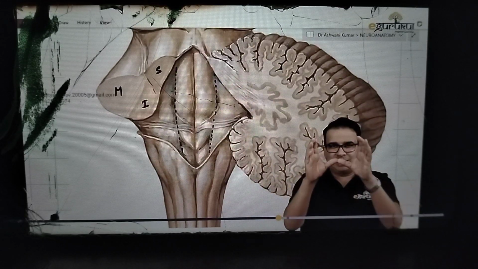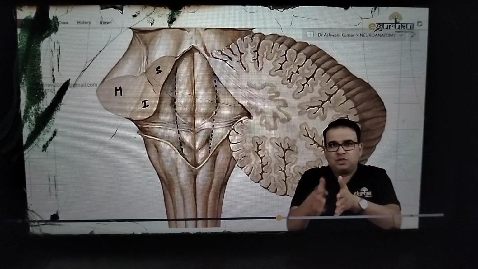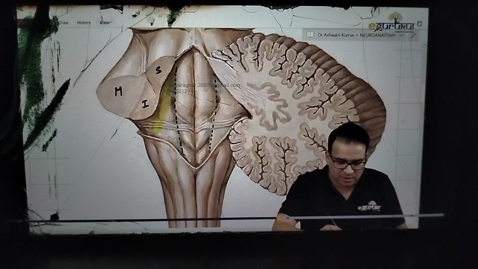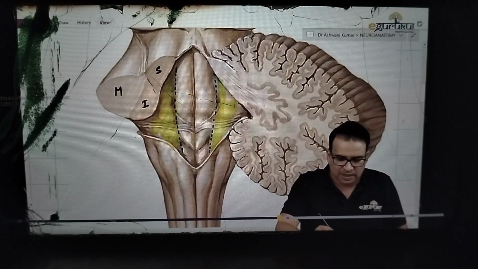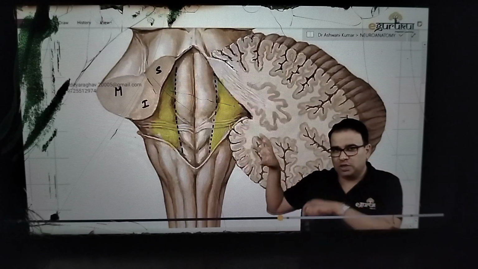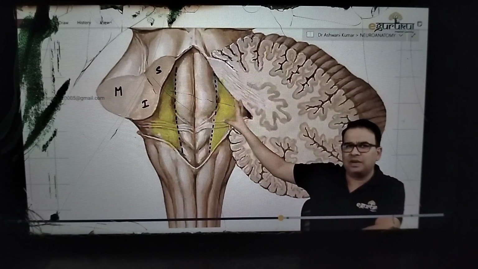So when the neural tube opens, we said the alar plate is the one which goes toward the lateral side and the basal plate is toward the medial side. That means the one lateral to the sulcus limitans is going to be the alar plate. And I hope you remember the alar plate was sensory. So the nuclei present deep to this alar plate will be sensory nuclei.